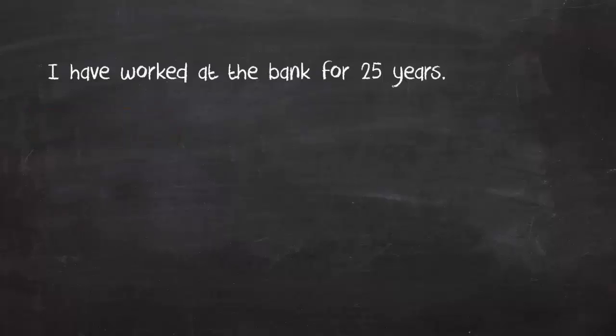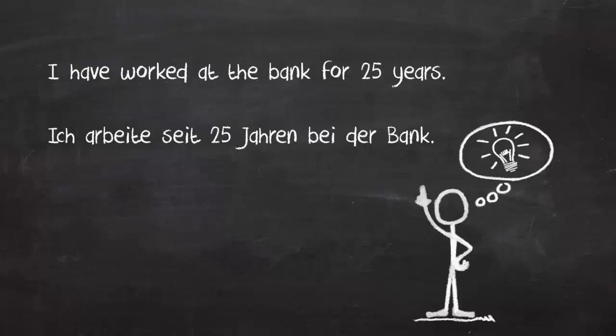I have worked at the bank for 25 years. Now, what this means is that you started to work for the bank 25 years ago and you are still working there. And because of this, you would use the present tense in German. Ich arbeite seit 25 Jahren bei der Bank. If you say, ich habe gearbeitet, I have worked, as you do in English, I would understand that you're not working there anymore because you use the past tense. Alright, here are some more examples.